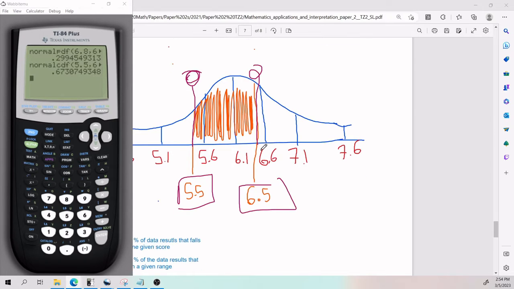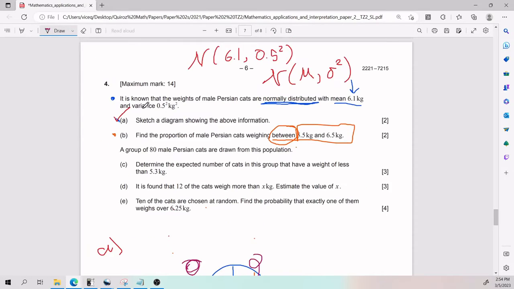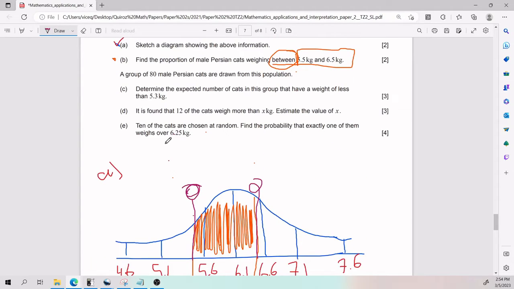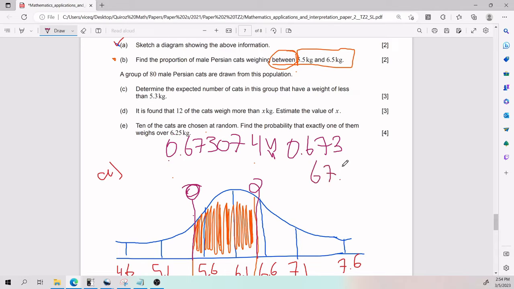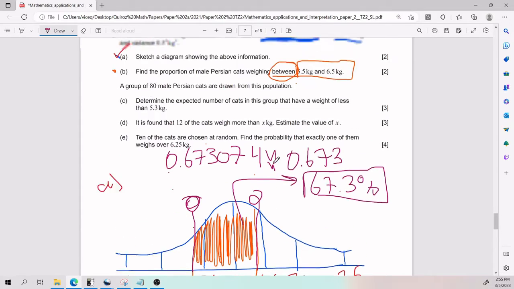0.67307. So for part B, because we got this number here, if you want significant figures or whatever, you end up with 0.673, which is the same as 67.3%. And so the proportion of male Persian cats weighing between 5.5 and 6.5 is 67.3%. All right? Awesome. Nailed it.